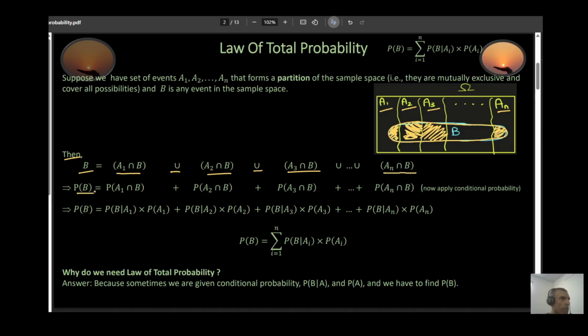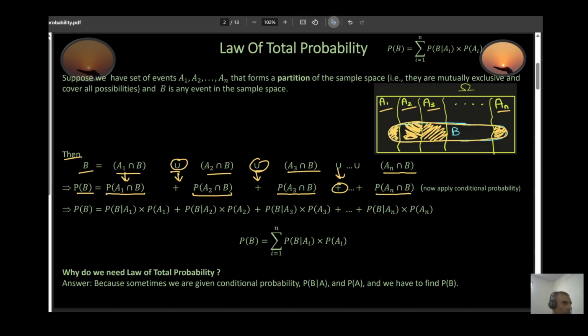Now the probability of B is given by the probability of A1 intersection B. This union gets turned into plus, and plus probability of A2 intersection B, plus this union gets turned into plus probability of A3 intersection B, plus this union also gets turned into plus, and so on all the way to the last term, which will be probability of An intersection B.